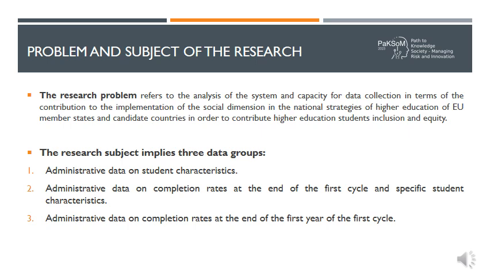The research subject implies three data groups. First, administrative data on student characteristics. Second, administrative data on completion rates at the end of the first cycle and specific student characteristics. And third, administrative data on completion rates at the end of the first year of the first cycle.